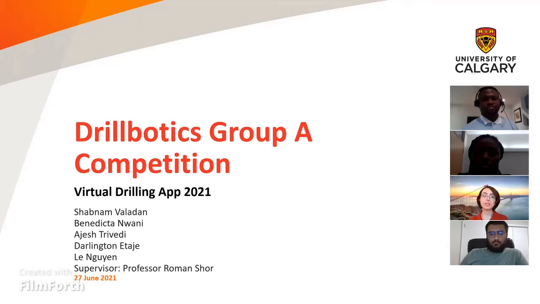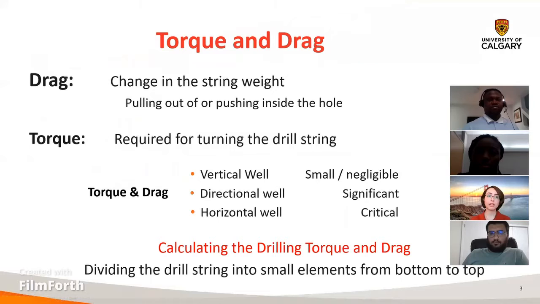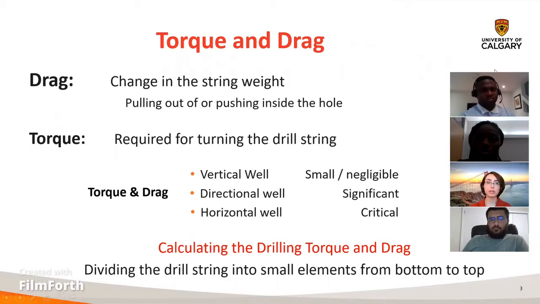And here is the agenda. For starters, I'd like to start with torque and drag, the two terms that most of you are familiar with. Drag is the change in the string weight, and torque is required for turning the drill string. Both of these parameters are very small in vertical wells, however, they can be significant in a directional well and even critical in a horizontal one. Calculating the drilling torque and drag are one of the features that are programmed in our app.